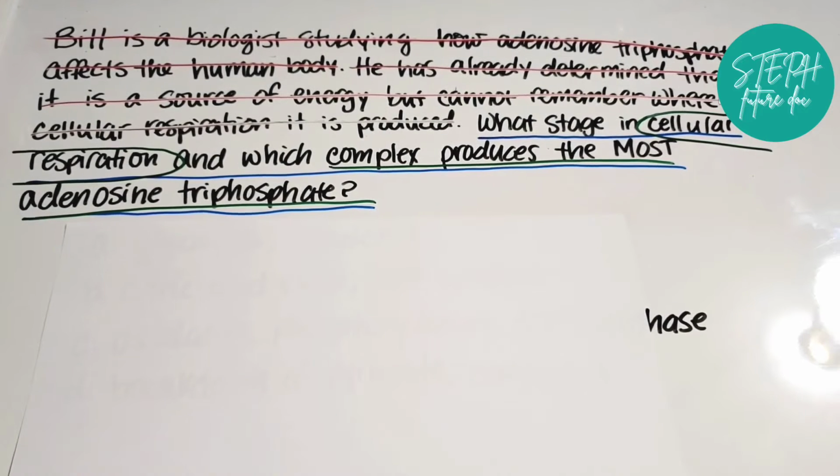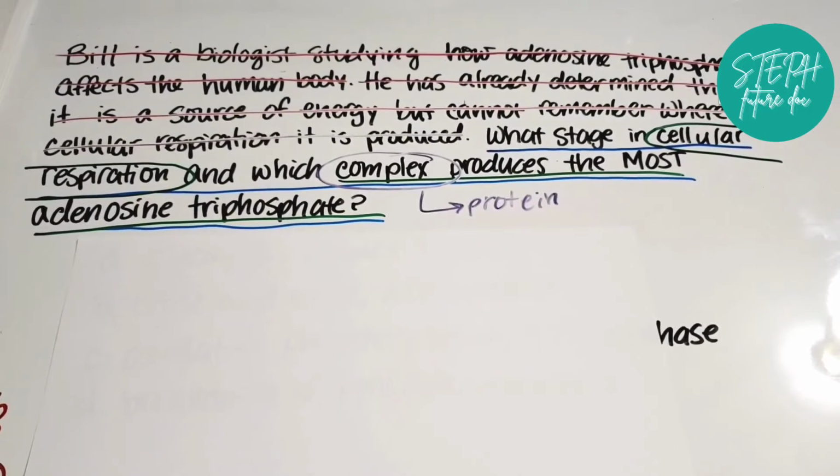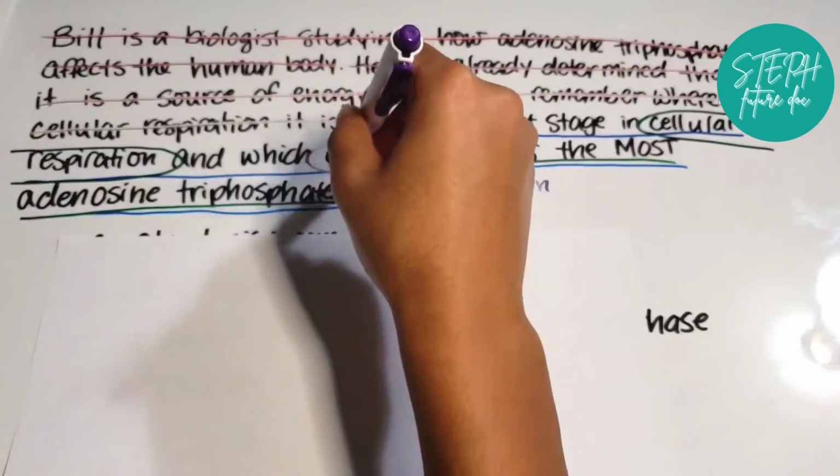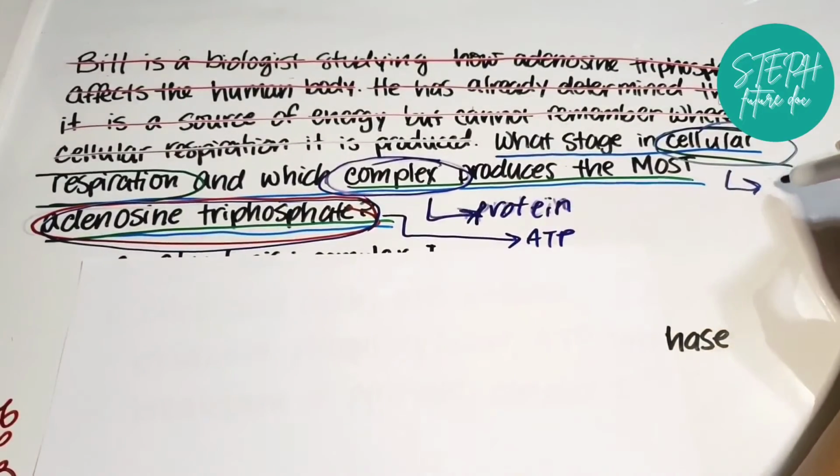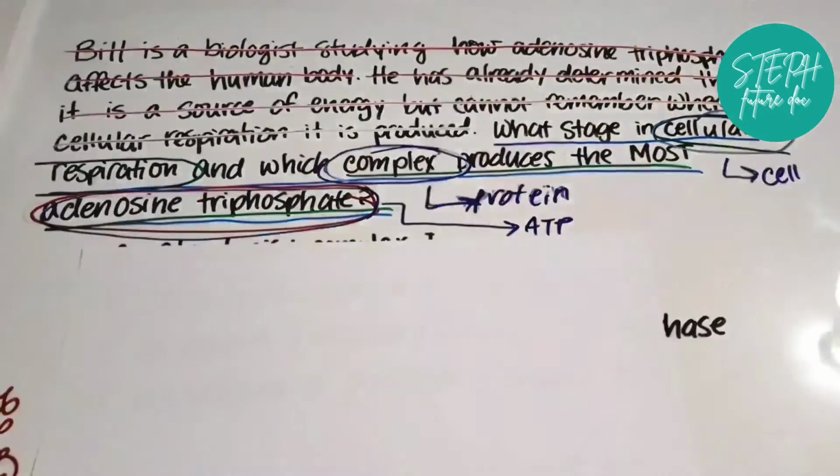Next, we need to replace the confusing words with easier ones. And we can do this by replacing complex with protein and replacing adenosine triphosphate with ATP. You could probably even change cellular to cell. So you've already dumbed down the question to words that you can understand. But now it's time for you to answer the question. So how do we go about doing that?